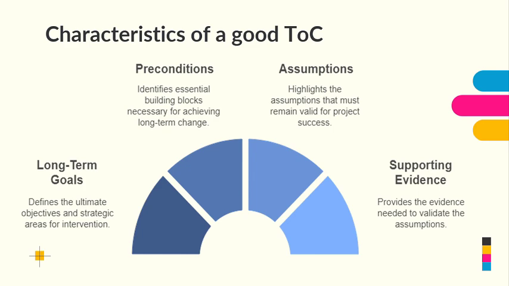Then you're going to have the preconditions. What needs to be done for us to achieve the long-term goal? Identify some of the essential building blocks necessary for achieving the long-term change. The other thing that you need to have in your theory of change is assumptions. You align some of the assumptions that must remain valid for the program's success. Then the other thing is supporting evidence. A good theory of change should have supporting evidence to validate the assumptions.